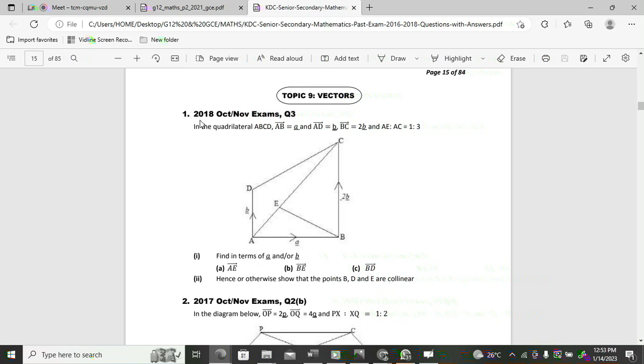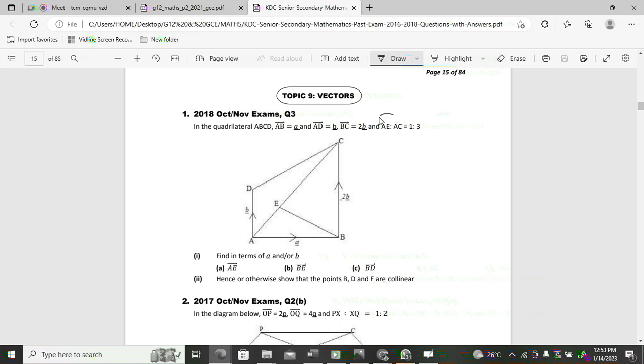2018 question. That was question three. In the quadrilateral ABCD, so a quadrilateral is just a shape with four sides. So you can see ABCD, that's a quadrilateral. And they've given us that AB is A, as you see the label, and AD is B, as you're able to see. BC is 2B, okay? They've given us BC is 2B.